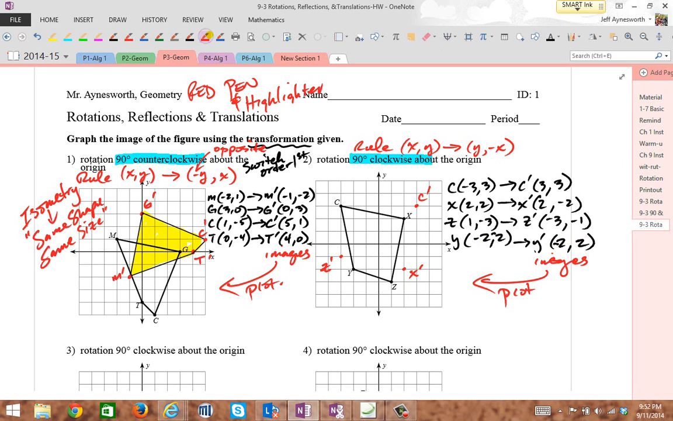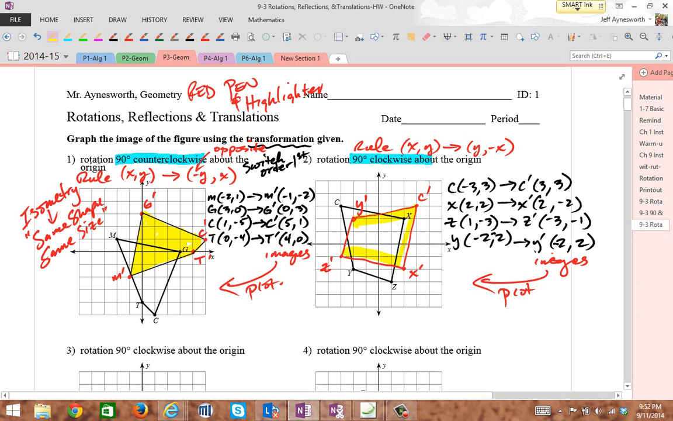All right, so let's plot it correctly here. I noticed that I made a mistake because the shape changed. And it can't change. This is an isometry, so Y prime is here. So you want to connect, right? So connect. I'll do it all in red this time. And if you want to use a straight edge, make it look really nice, that'd be good too, like I did in the first example. All right, so there it is right there. Same shape, same size, just been rotated 90 degrees clockwise, okay? And that's all there is to it.